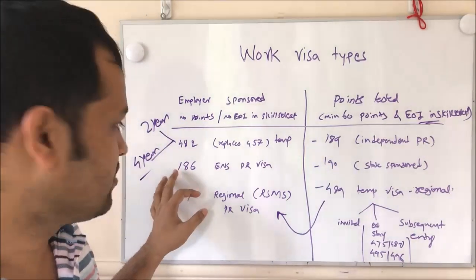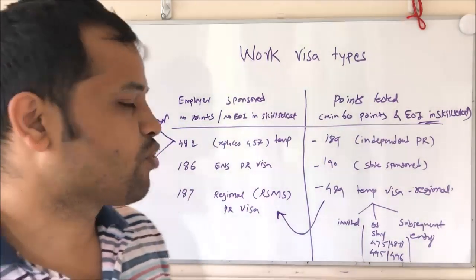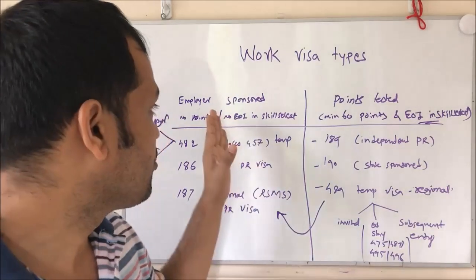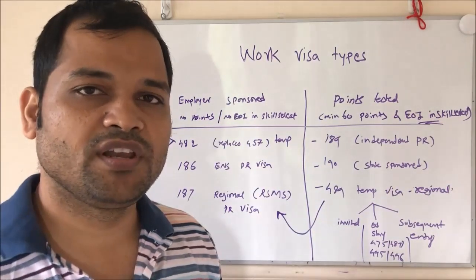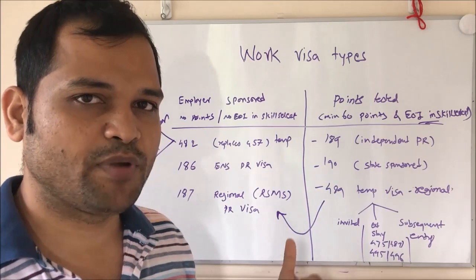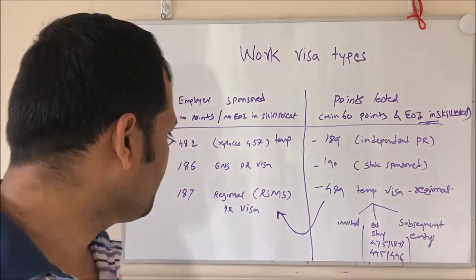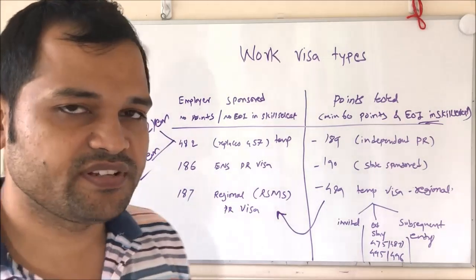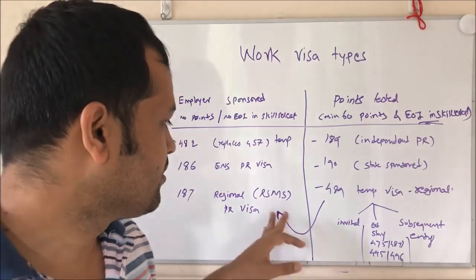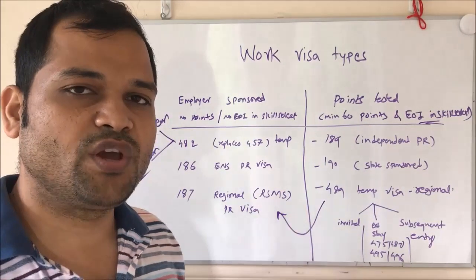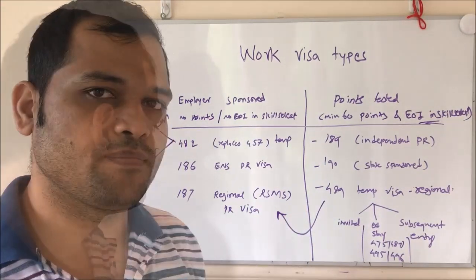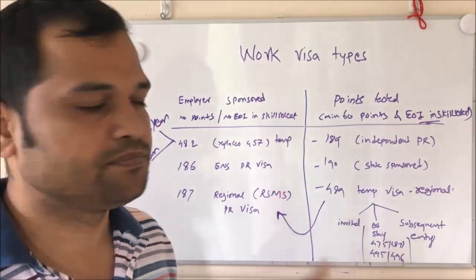Now let us move on. There is the 186 Employer Nomination Scheme PR visa. This is also employer sponsored. That means you will need employer sponsorship, and it is a permanent resident visa. Next is 187. 187 is again an employer sponsorship visa, but it is regional. That means you will have to work in regional areas of Australia, and this is again a PR visa.